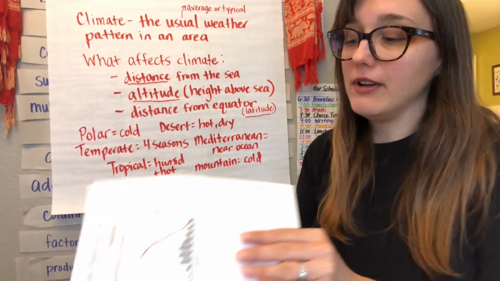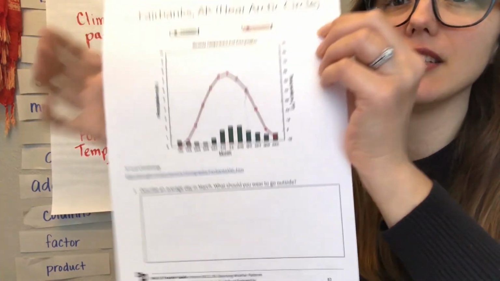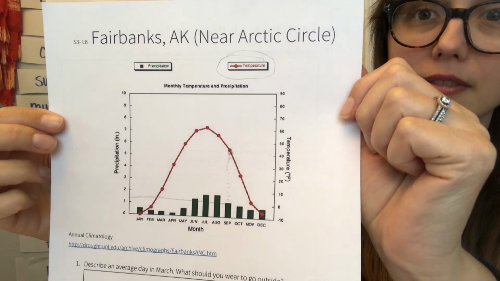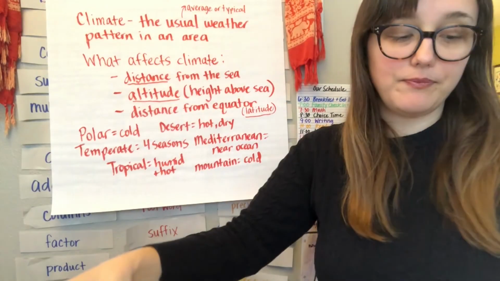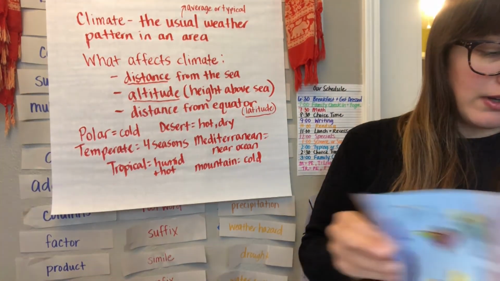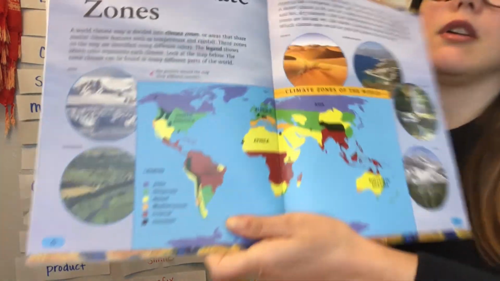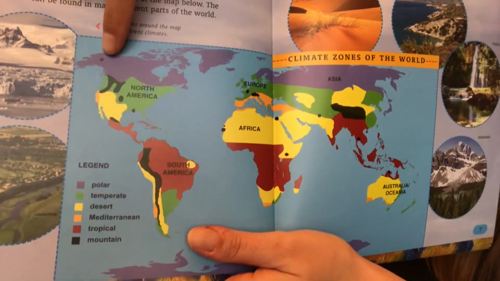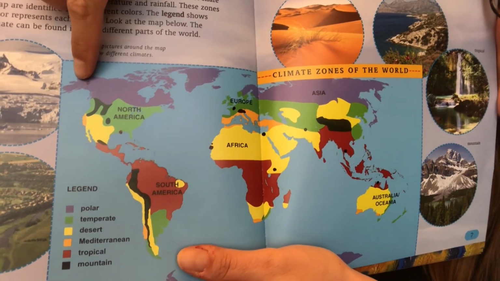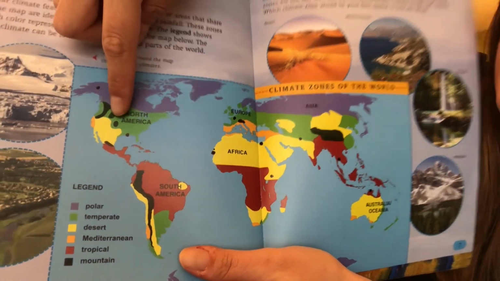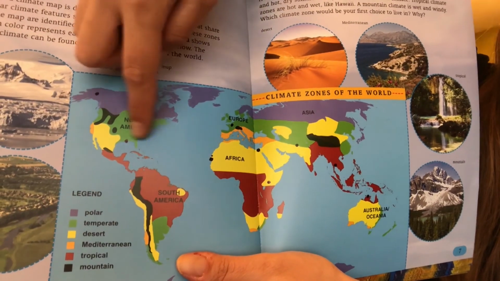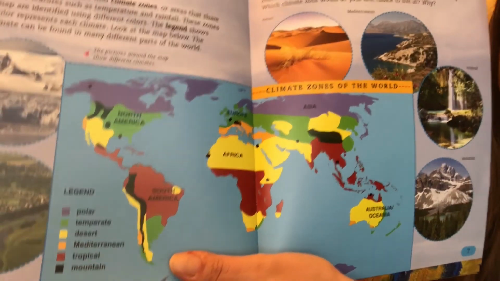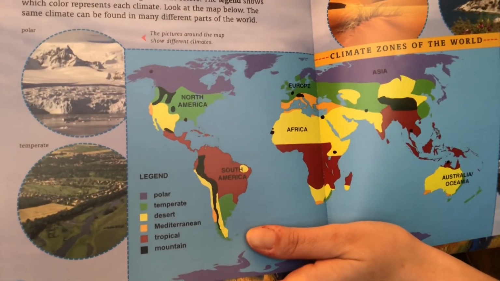So here we have the climograph for Fairbanks, Alaska. Do you know where Fairbanks, Alaska is? Let's go ahead and take a look. I mapped it out for you on this picture, the original picture that we looked at. So Fairbanks, Alaska, it's a state in the United States, and it's way up here though. So here's the United States, the continental United States, and here's Fairbanks, Alaska, way up here. So what would you expect their climate to be like?